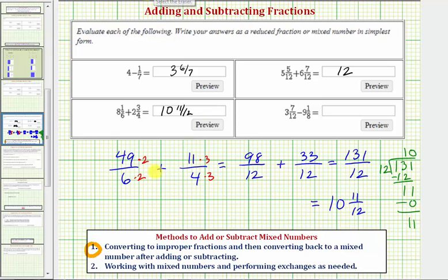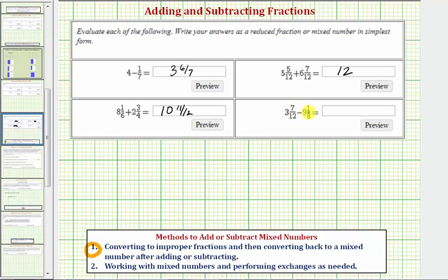And for our last example, we have 3 and 7 twelfths minus 9 and 1/8. So we'll convert to improper fractions first. So for the first fraction, the numerator is going to be 12 times 3 plus 7. That's 36 plus 7, or 43. For the second fraction, the numerator is 8 times 9 plus 1. That's 72 plus 1, or 73.